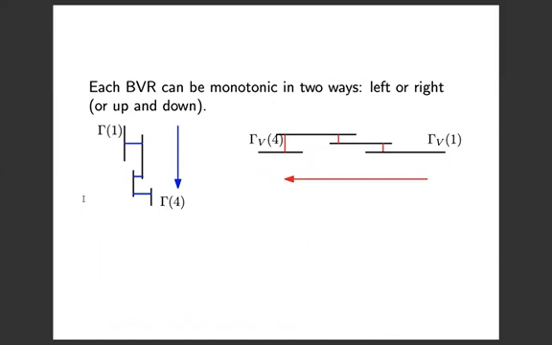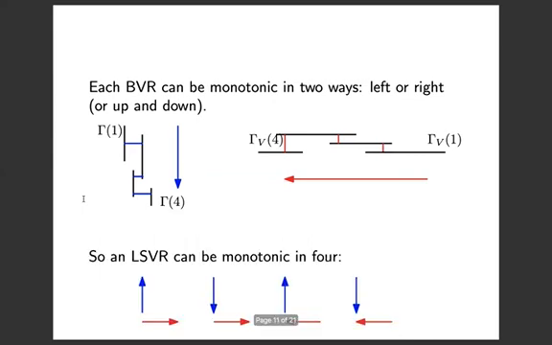So each of the BVRs, the horizontal and vertical BVRs, can be monotonic in two ways. The vertical one can be monotonic from left to right, and the horizontal one from up to down. And so because an LSVR is a combination of two BVRs, we see that the LSVR can be monotonic in four directions.